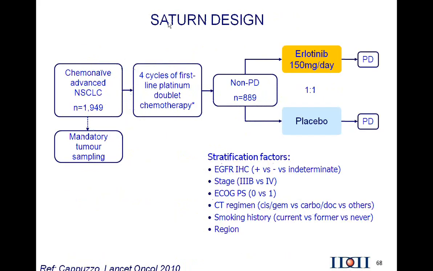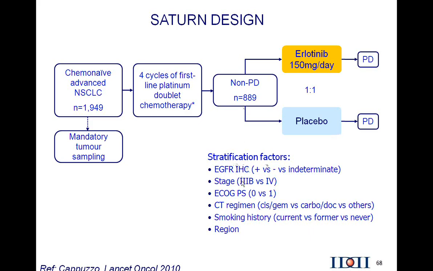An example of this design is the SATURN design. This trial actually randomized patients who were chemo-naive with advanced non-small cell lung cancer. All these patients had a tumor sample taken, and after 4 cycles of a standard chemotherapy, they were then randomized, if they did not have progressive disease, between maintenance treatment with erlotinib versus no maintenance treatment, placebo.